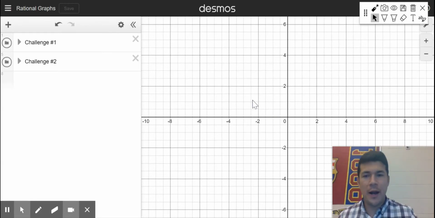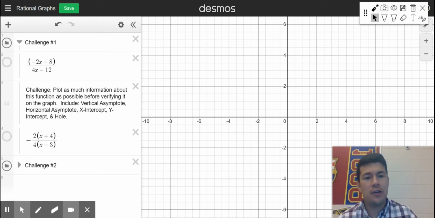Here's a couple of challenges with rational functions. So the challenge is, can I figure out a significant amount of information from this graph prior to graphing it? So again, we're working on extracting as much information as possible from the equation. So number one thing I always say is factor. You need to be able to factor these.